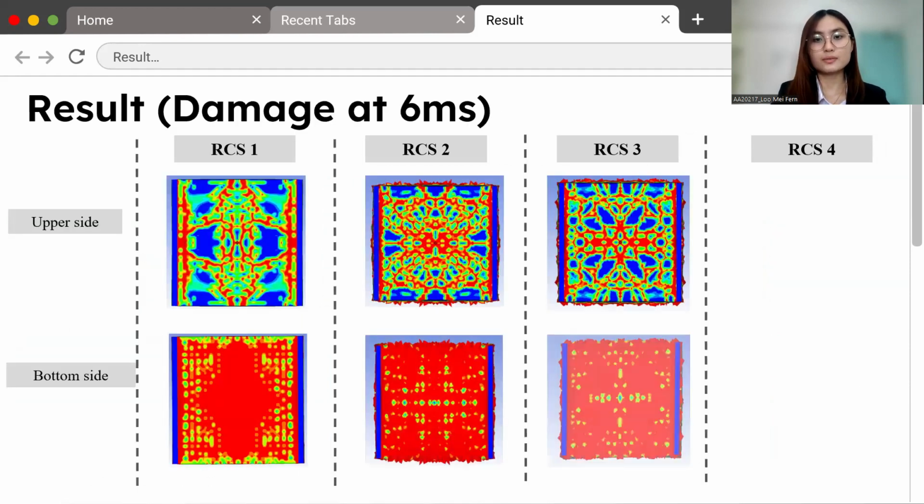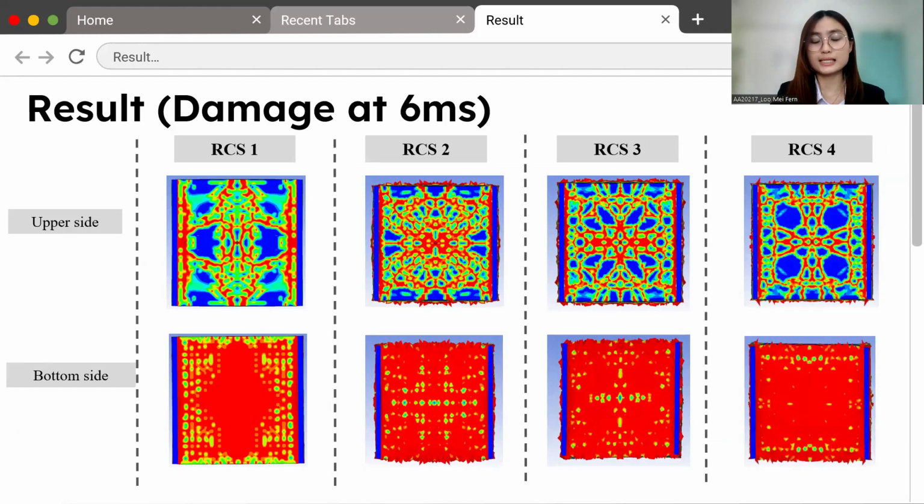This is the comparison between each of the slabs at 6 milliseconds. RCS2 shows a higher occurrence of crack patterns, while RCS4 shows the lesser occurrence of crack patterns. This visual analysis highlights the significant impact of void arrangement on the resulting structural damage.